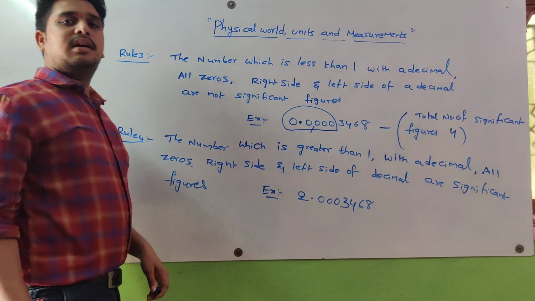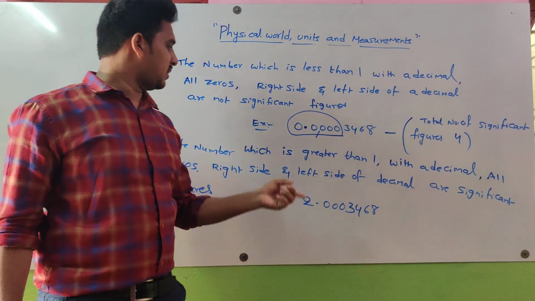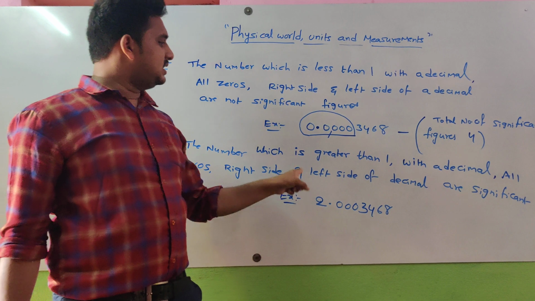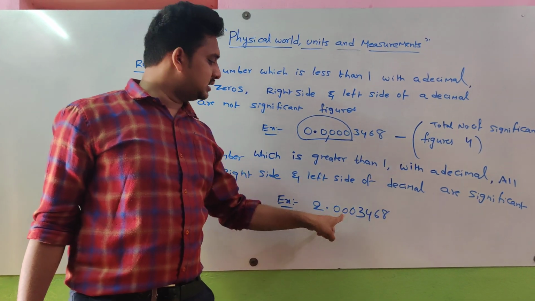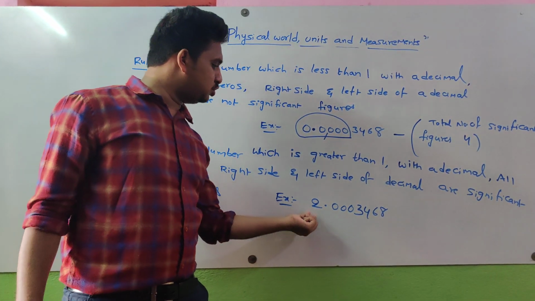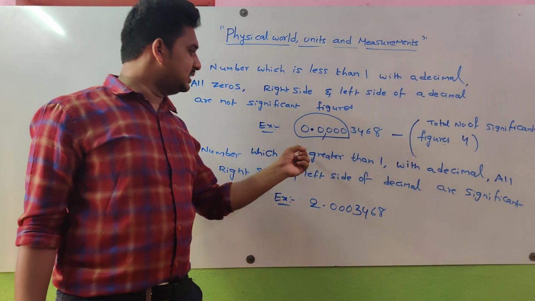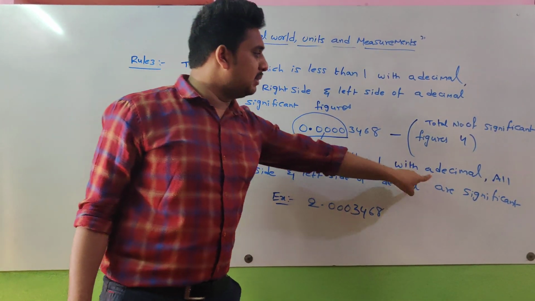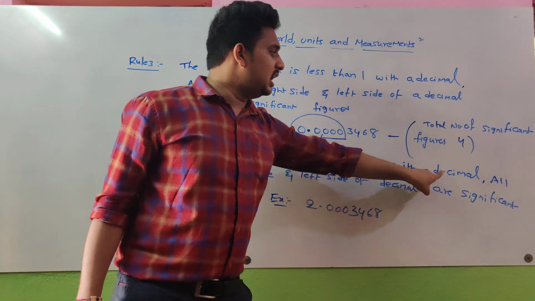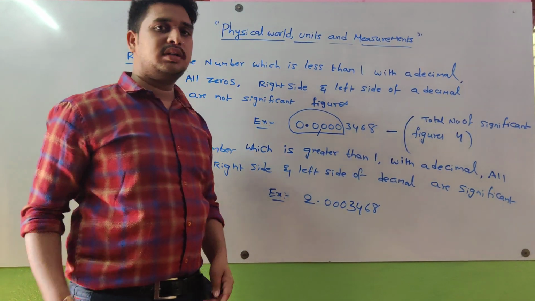2.0003468. I will consider this number. The number which is greater than 1. This is definitely greater than 1 because it is 2 point something. So it is greater than 1 with a decimal. This is a decimal number.